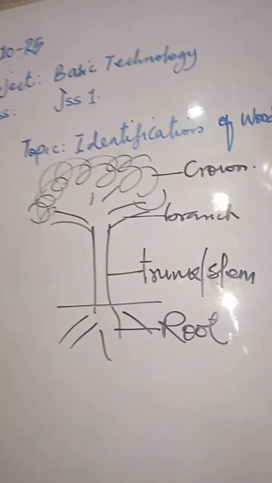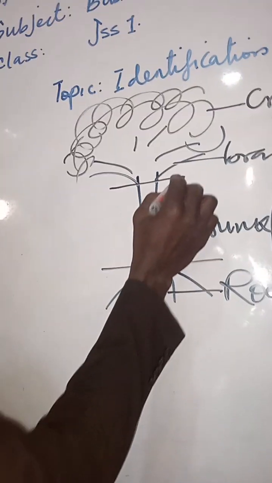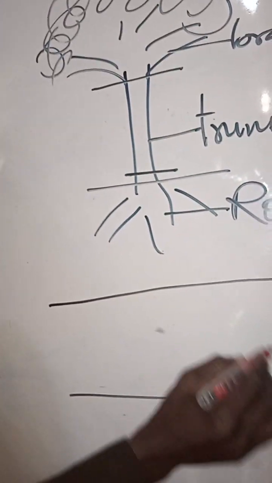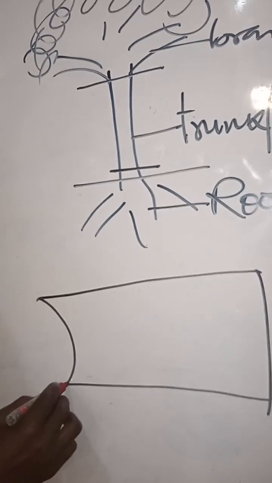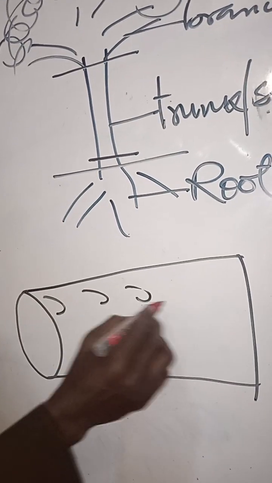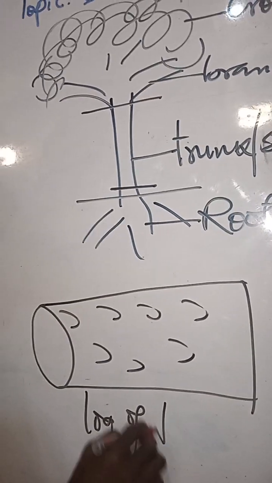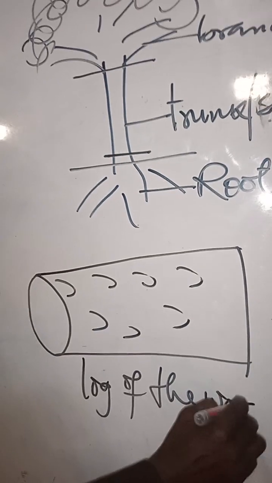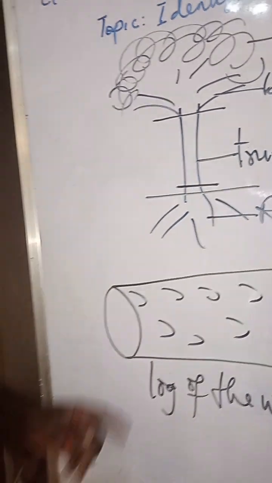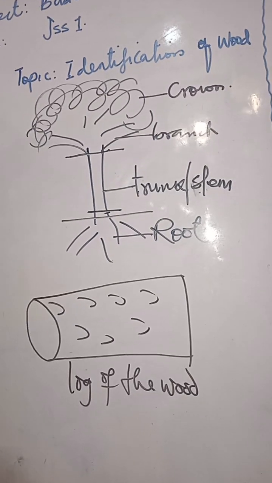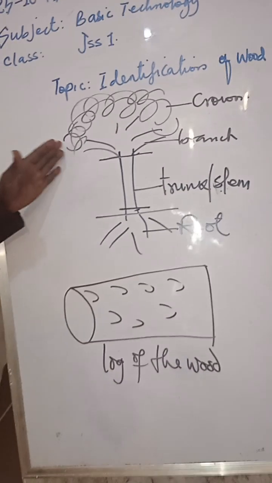Is that taking? It is only when you cut this that we get our wood. Let's draw it. When you cut it down, it looks like this. This is what we call the log of the wood. Is that taking? Yes. We cut it here, and we now have this. Now, that is the description of the wood.